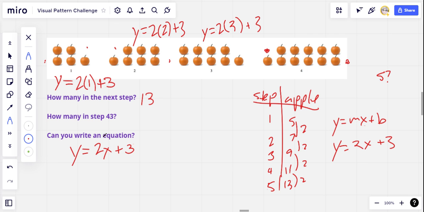Then, once we've got this equation, getting the number of apples in step 43 isn't too tough. We simply plug 43 in for the step number. So y equals 2 times 43 plus 3. And 2 times 43 is 86, plus 3 is 89. So it looks like there are 89 apples in step 43.